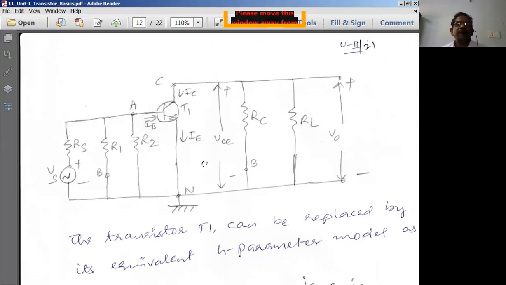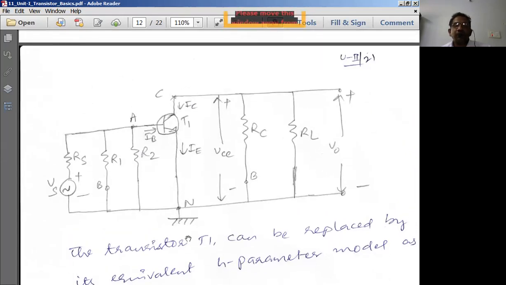From this diagram also, you can designate the current direction. The input current from the source is coming like this. Current flows from higher potential to lower potential. So current starts from higher potential, comes like this, and goes to the emitter, to the ground. From ground, once again it comes to the collector, and the collector current is coming like this.